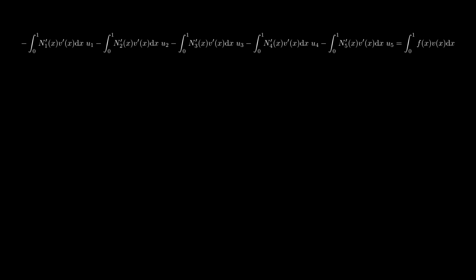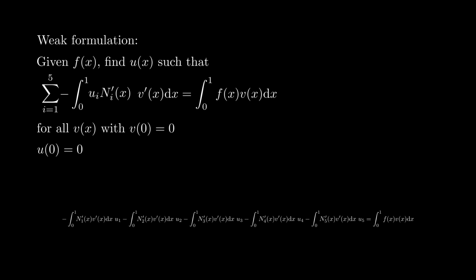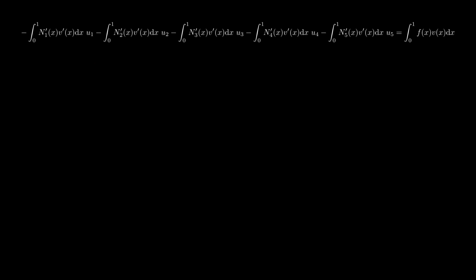We also observed that if all the integrals in our expression could be computed, we would obtain a linear equation for our unknown parameters ui. This is an important result, because for any given test function v, we obtain a linear equation for our unknown parameters. We recall that the weak form must be fulfilled for any test function that is 0 at x equals 0. Thus, we can simply choose as many distinct test functions as we have unknown parameters. And for every one of these chosen test functions, we obtain a linear equation.